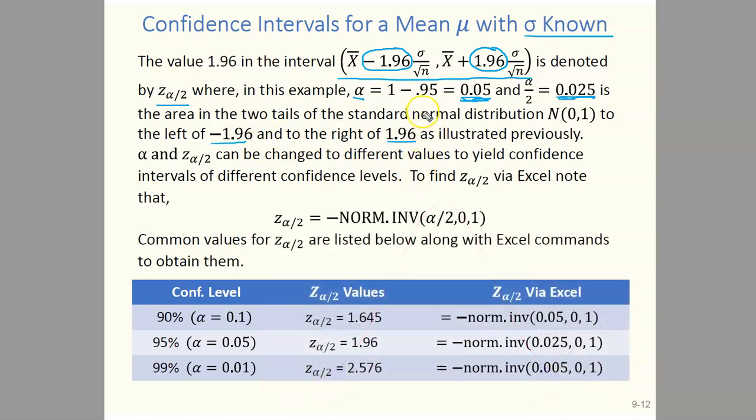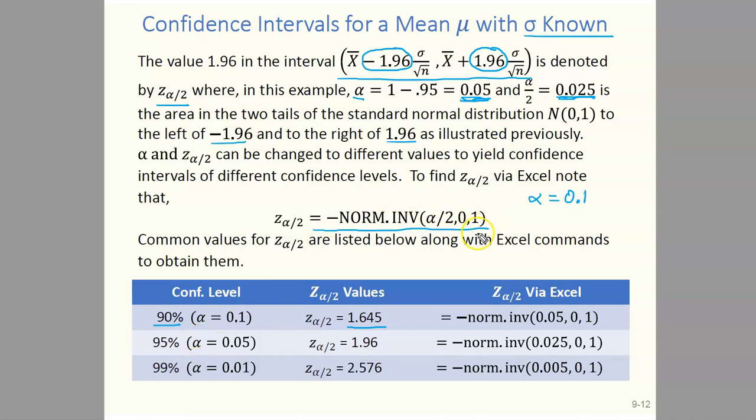Now, if you wanted a confidence interval at the 90% level, you would need to change these numbers. And you can use this formula in Excel to calculate the new Z alpha over 2 values. So if you wanted a 90% confidence interval, your alpha would be 0.1. That's the area in the two tails. And you would type in, right down here we have it, negative norm.inv, that's inverse, parenthesis 0.05, that's alpha over 2, comma 0, comma 1, and you will get back 1.645. So this number would change to 1.645 for a 90% confidence interval.